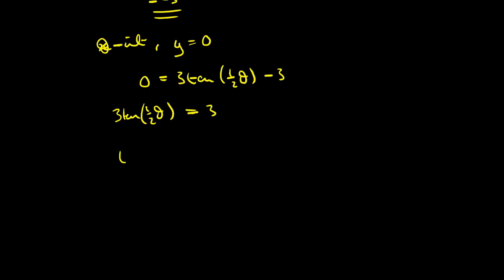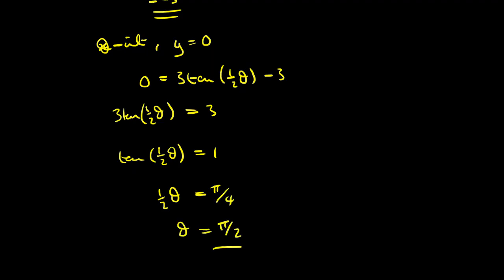So tan a half theta is going to be equal to 1. And if you do the tan inverse of 1, what you're going to get is 45 degrees. But remember, we're doing with radians, so we're going to get pi by 4 radians. So a half theta is equal to pi by 4 radians. And therefore, theta is equal to twice that, which is pi by 2.